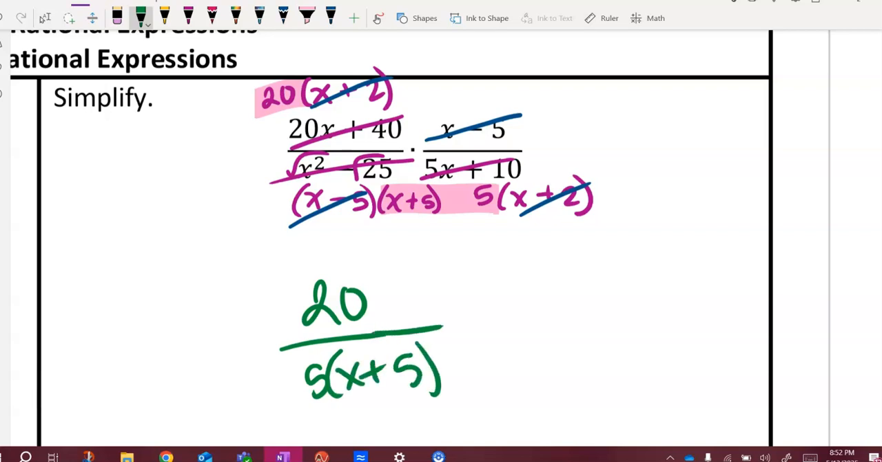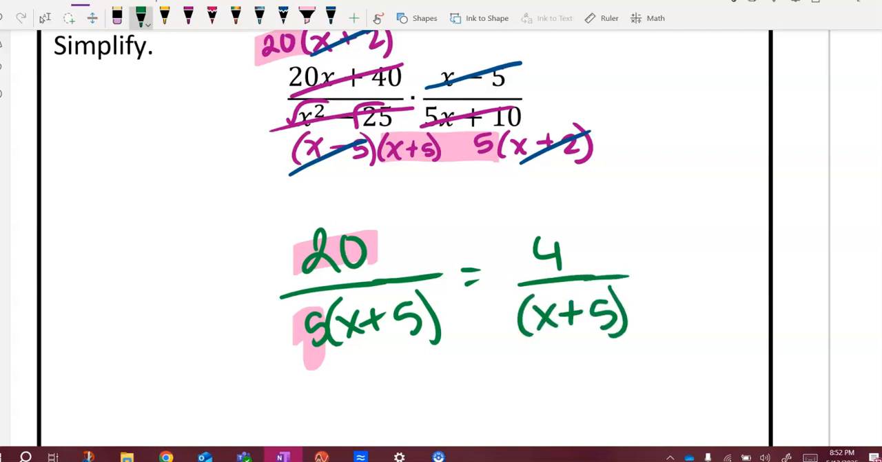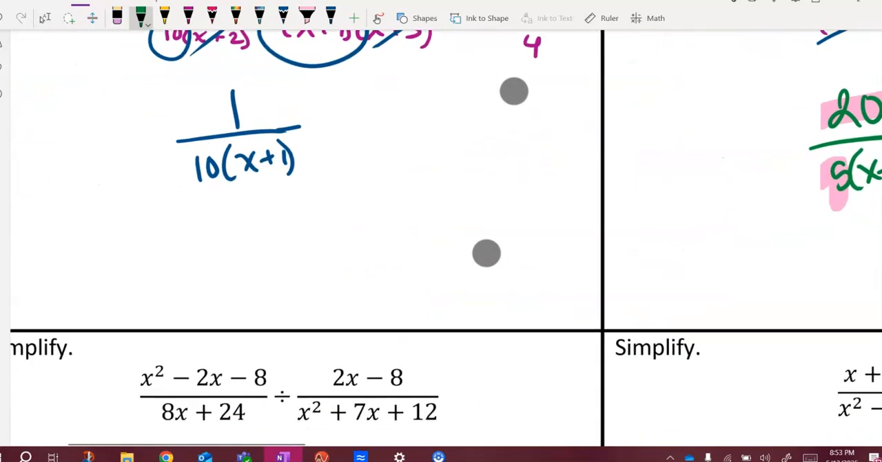But we are not done here yet. These coefficients, these whole numbers, can be simplified further. So we have 20 over 5. What is 20 divided by 5? 4. All right. Let's move on to the next one.